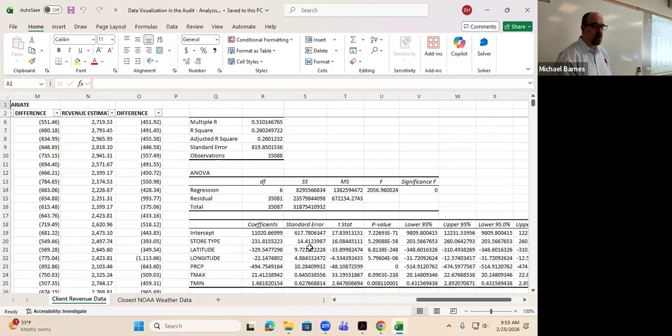So store type. Now, first of all, store type has a massive t statistic, which means that it's statistically significant. All right, so I can include it in my regression. Is there a problem with including it in the regression? How would you classify store type as a variable? Would you say it's a cardinal variable, or ordinal variable, or a categorical variable?